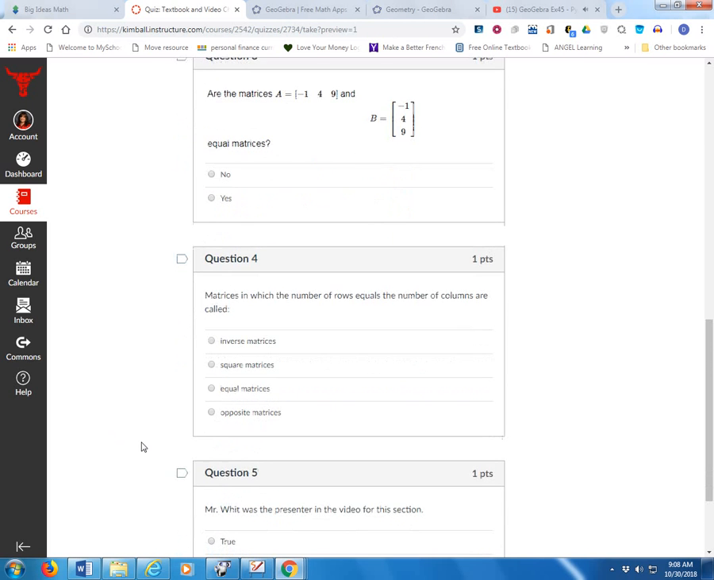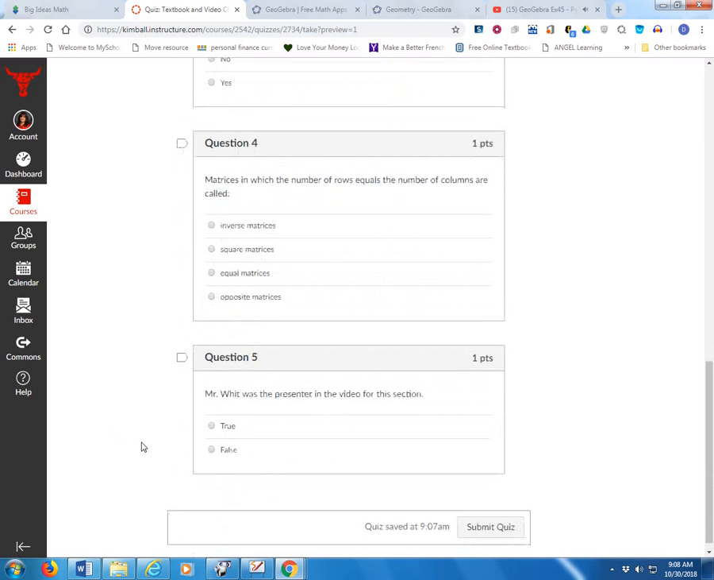Make sense? Question 4. Matrices in which the number of rows equal the number of columns are called square matrices. Questions? This section is not too hard, and then we're going to learn how to add and subtract matrices and multiply them and all of that as we progress through this chapter.